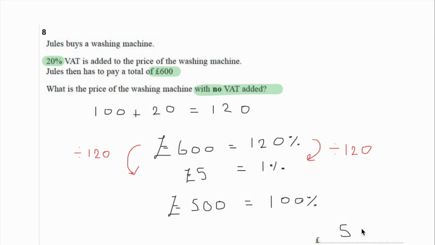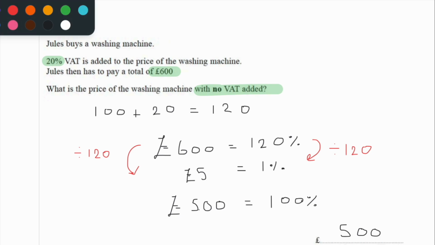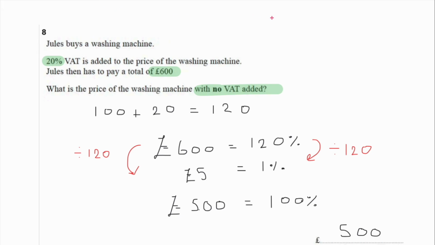Now, we can very easily check our answers to reverse percentages, and we can do that by finding a normal percentage of our answer. So in this case, for example, if we take £500 and we divide it by 100 and we times it by 20, we would get the answer of 100. And what we've done there is just basically worked out what 20% VAT would be on the washing machine. We've got £100. We can then add that to the £500, the original cost of the washing machine, and get £600, which has confirmed that we've got the right answer.